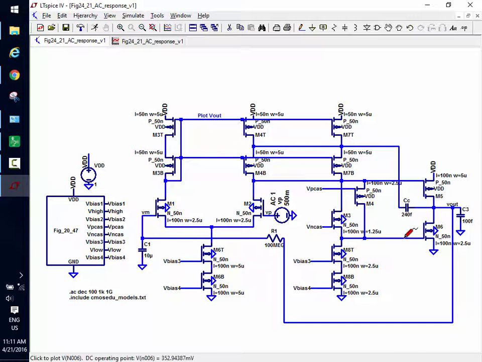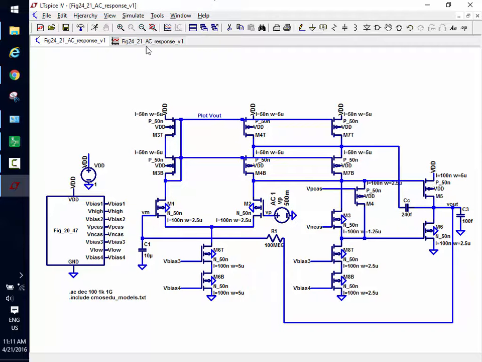So let's see what it is. 352. Is everything biasing upright? Don't know. Let's see. These are 100 by 5s. Let's see how much current's flowing in those. 20 microamps. Let's see how much current's flowing in these. 10, 10, 10. Come on. 10. Now, I'll tell you what. If I was doing the design, these are going to need to be beefed up.